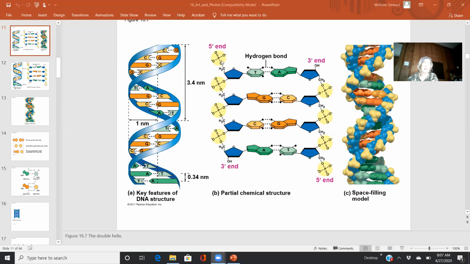Why is this important? Because at the other end of this particular strand of the DNA molecule, there isn't a phosphate here. There's a hydroxyl group. And so we call this the 3' end.